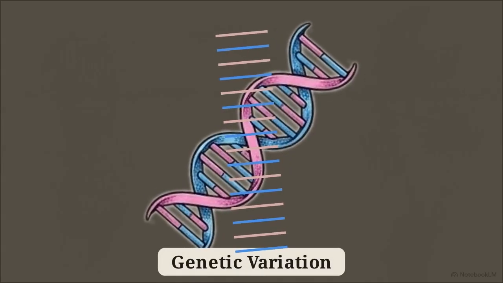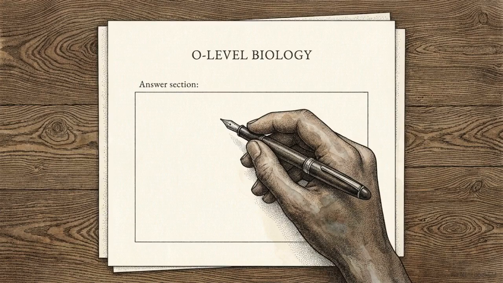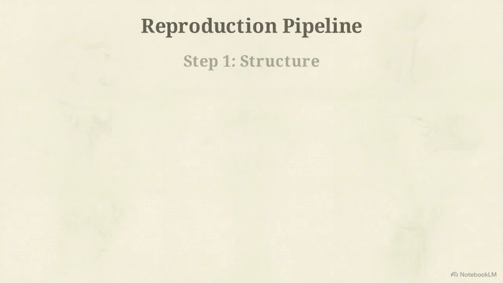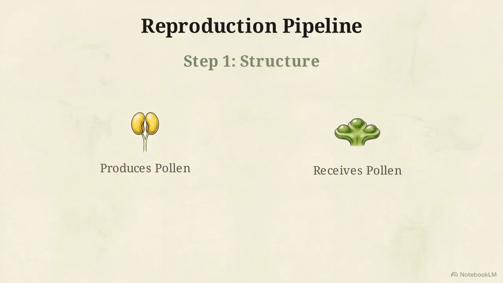at the very beginning. To correctly answer O-level exam questions on this topic, you need to sequence these specific mechanical phases without mixing them up. This chronological flowchart maps the exact pipeline. Step 1 requires identifying the anatomical structure. You must confidently distinguish which parts produce pollen and which parts receive it.